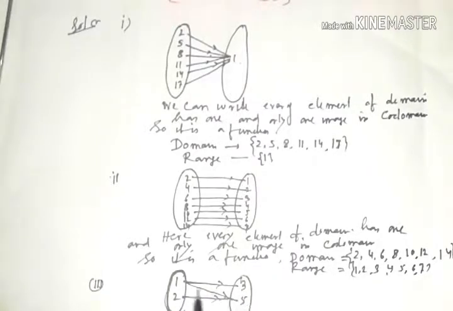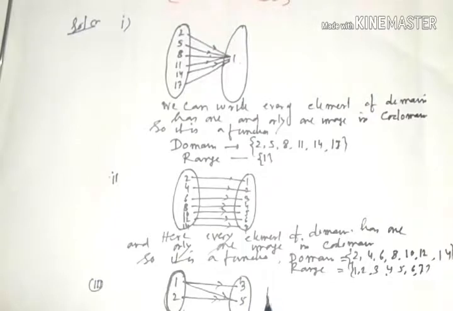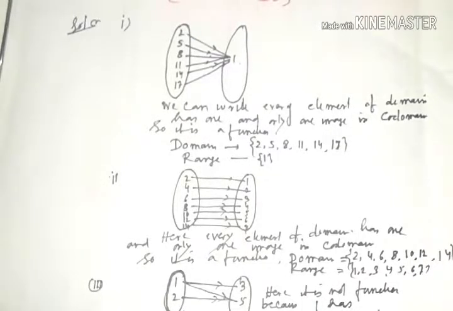1 has 2 images in codomain, so it is not a function. Here it is not a function because 1 has 2 images in codomain.